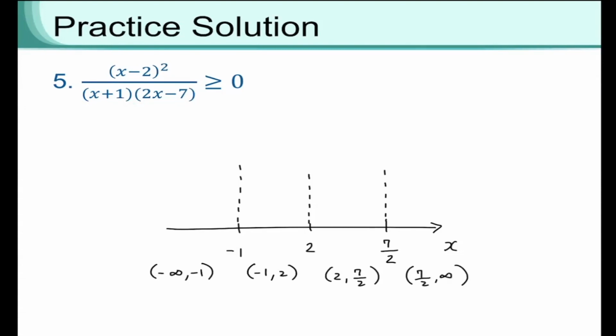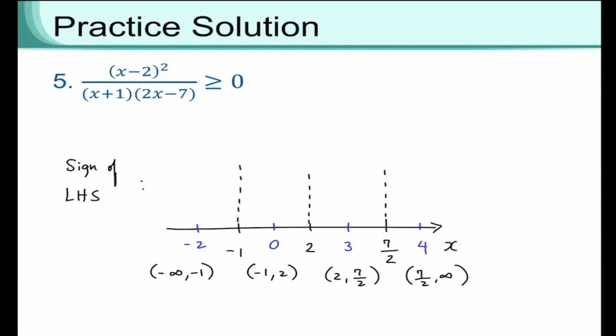So again, we choose a test value from each interval to determine the sign of the left-hand side of this inequality. So let's choose a test value from each interval. So let's say here, let's choose -2. Here, let's choose 0. Here, let's choose a 3. And then this one, let's choose 4.